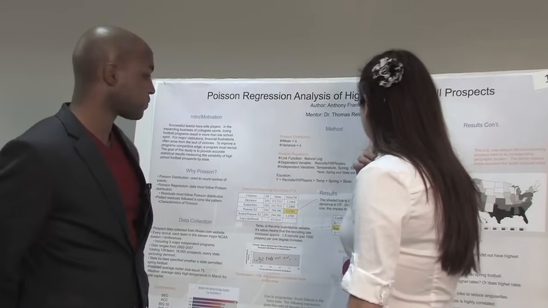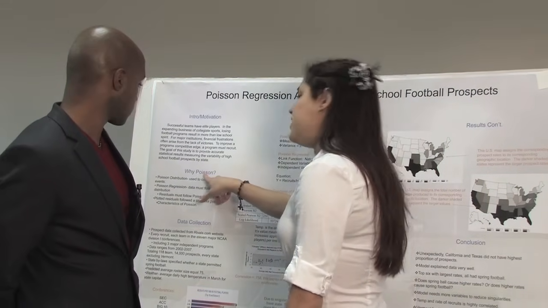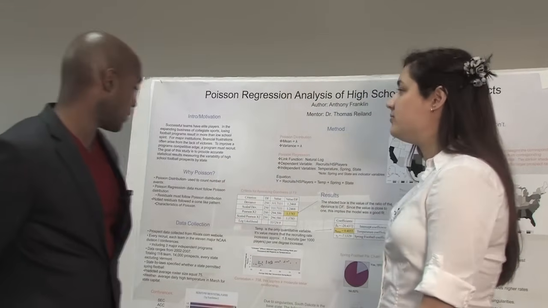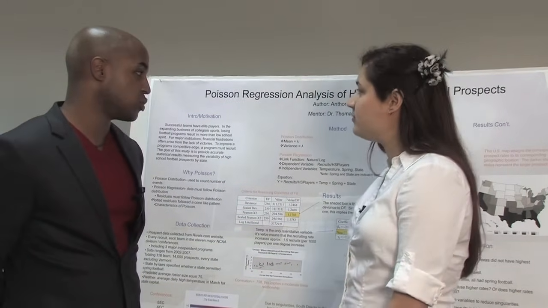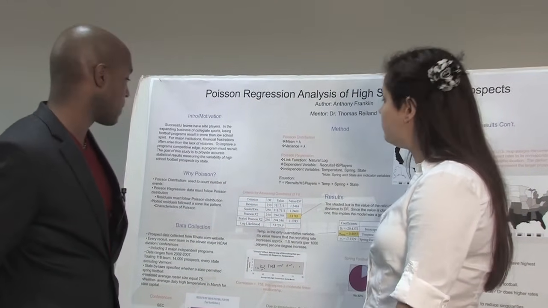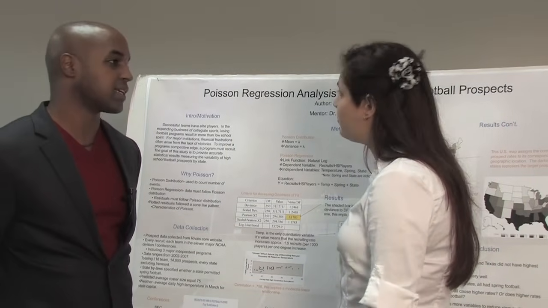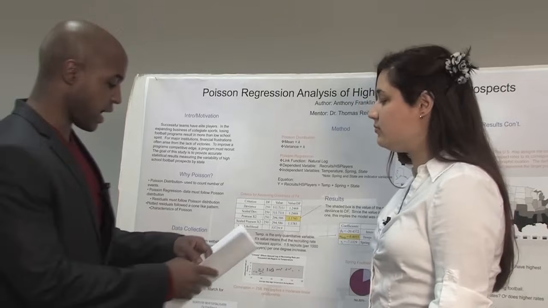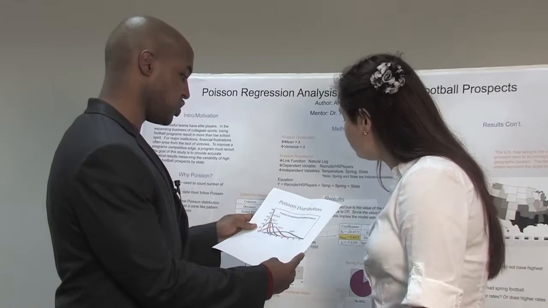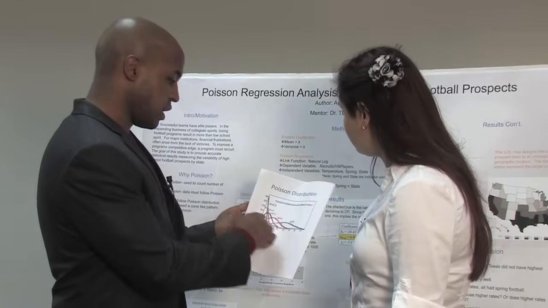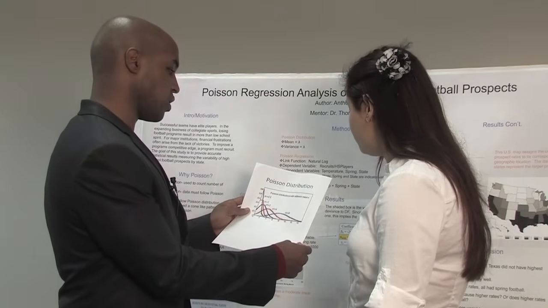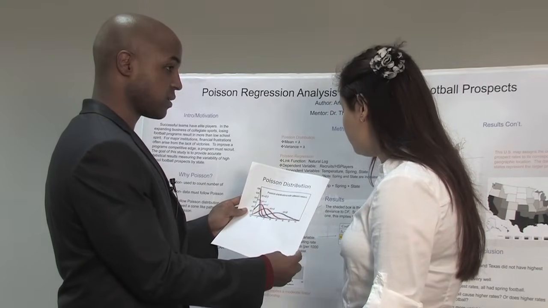I was also looking at your poster and I noticed this. What is it? That is Poisson. In fact, I used the Poisson distribution in my regression analysis. You use the Poisson distribution to count the data. In fact, I have some extra information here on this sheet. The Poisson distribution looks similar to this, just depending on what mean value you give it.